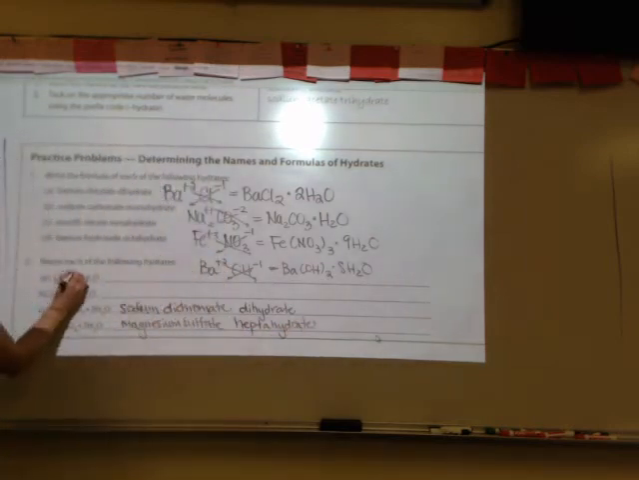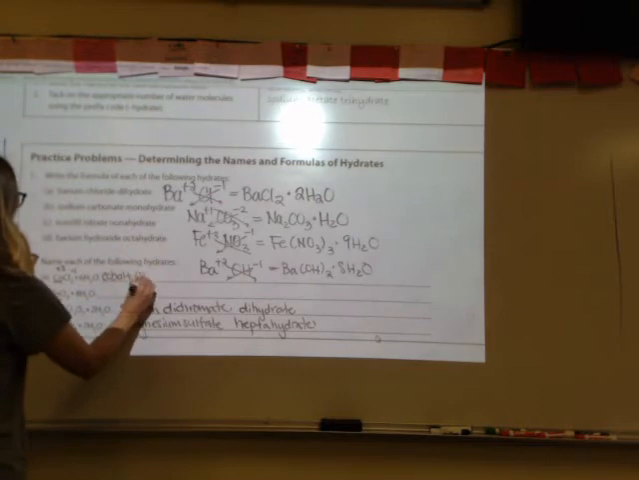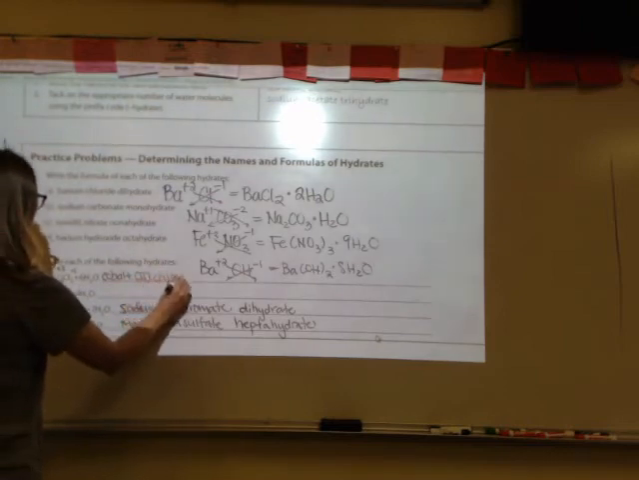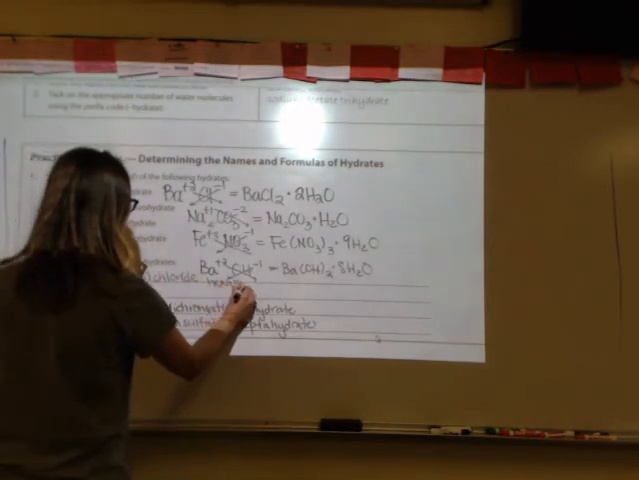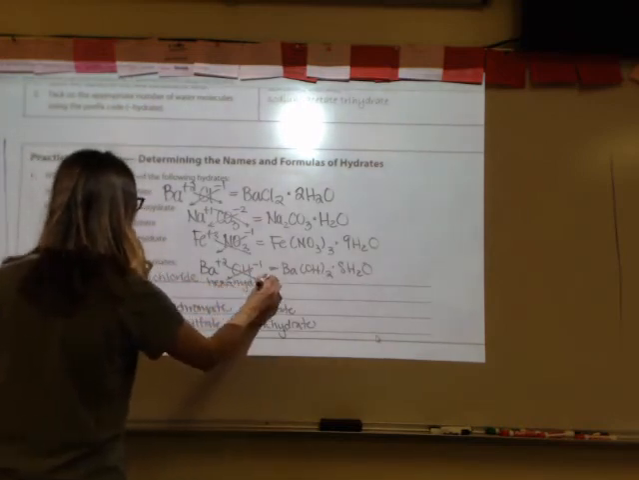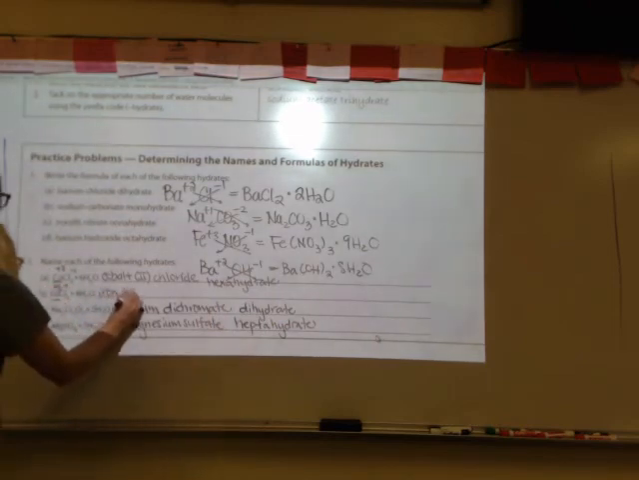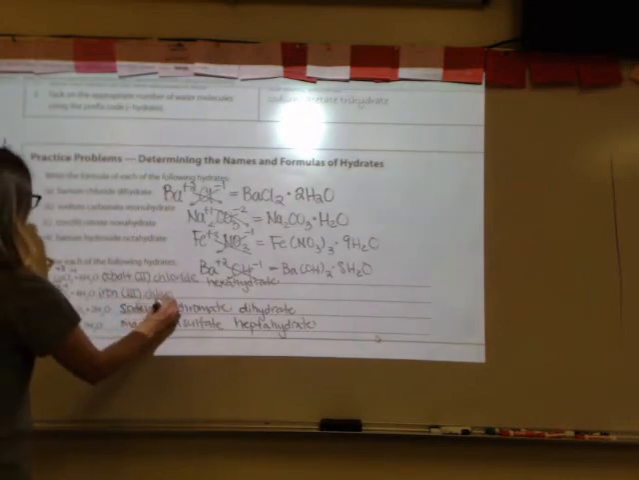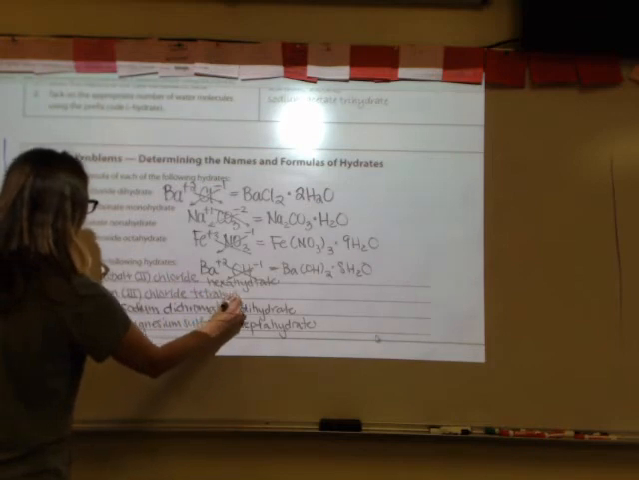Then up here, I've got a -1 charge on the chlorine with 2 of them, so that means my charge on cobalt is a 2. So this is cobalt, Roman numeral 2, chloride. And since I have 6 waters attached, this would be hexahydrate. I have a -1 charge on the chlorine, so that means my charge on iron is a 3. This is iron, Roman numeral 3, chloride, tetrahydrate.